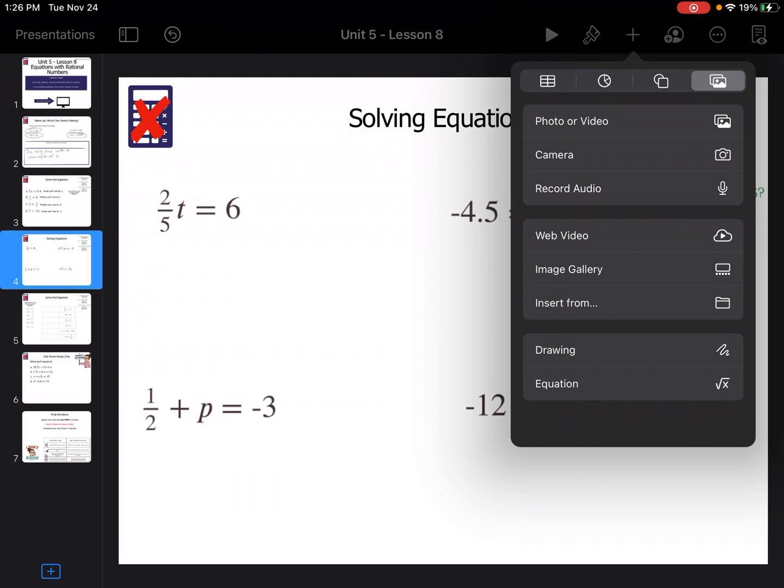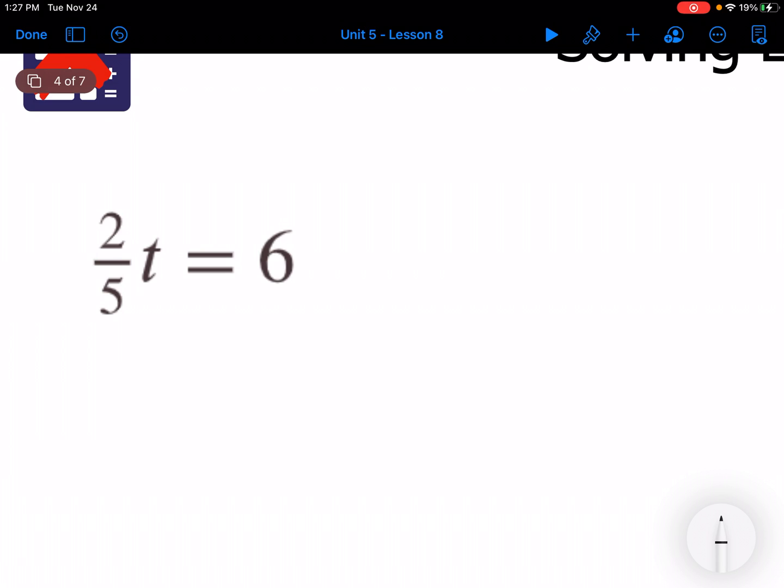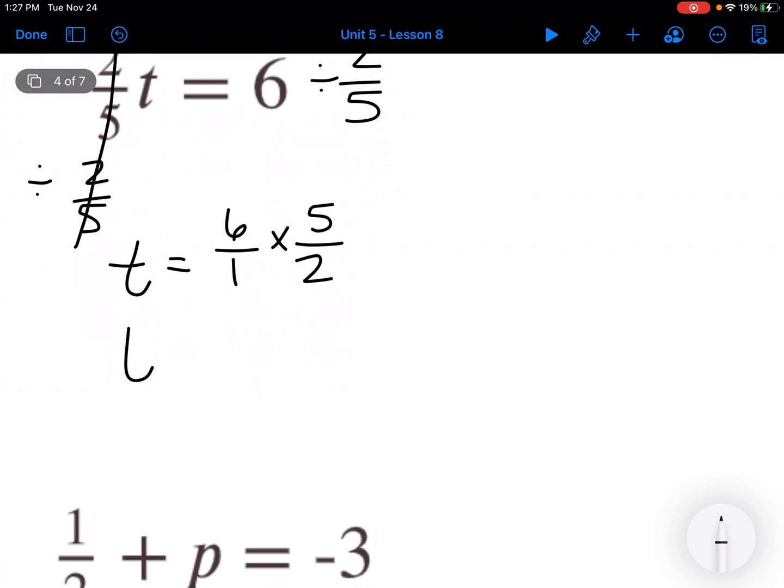So right now we're multiplying by 2/5. So now we're going to divide by 2/5 on each side of my equation. Okay, 2/5 divided by 2/5 leaves me with 1t. So now I'm going to do 6 over 1 times 5 over 2 because I've got to finish solving this out. So t is going to equal 30 over 2. But wait, I want to finish it. So 30 divided by 2, so t equals 15.